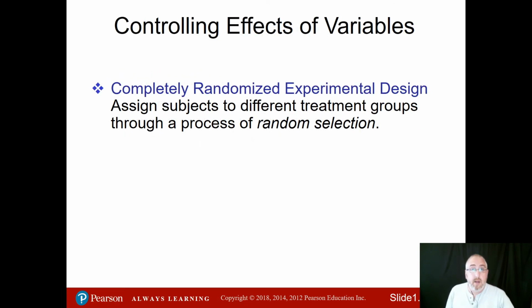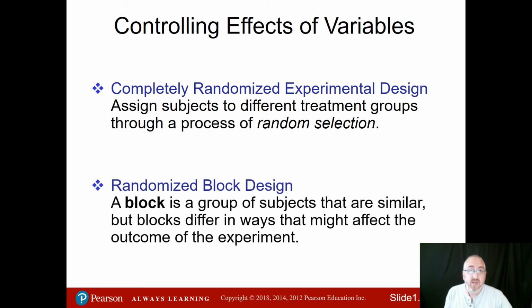So we got the completely randomized experimental design, which assigns subjects to different treatment groups through a process of random selection. Again, random, random, random. Randomized block design is kind of a subset of that. A block is a group of subjects that are similar, but blocks differ in ways that might affect the outcome of the experiment. There's a really common randomized block design that I'm sure you know about if you think about it a little bit. What are ways that subjects could be separated into blocks or groups that make sense for some kind of experiment with medicine and things like that?